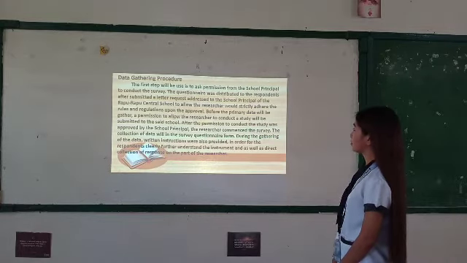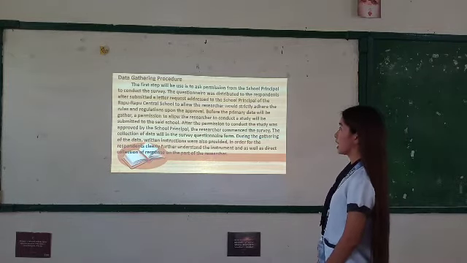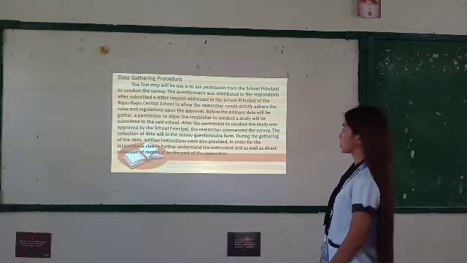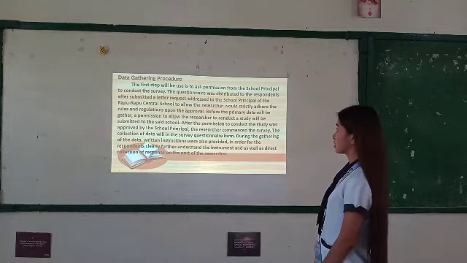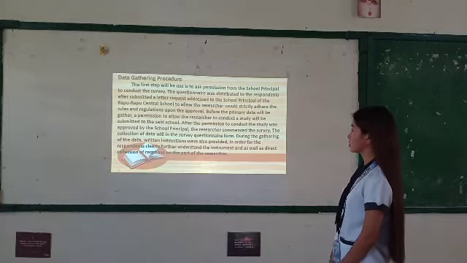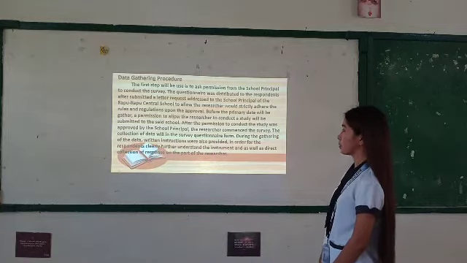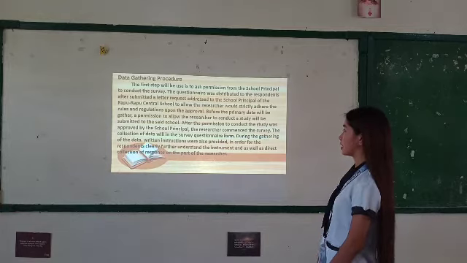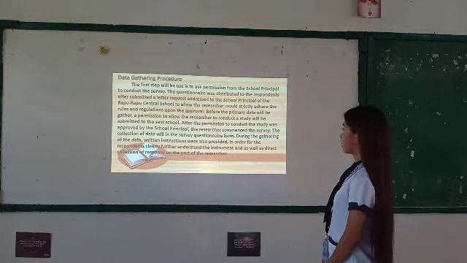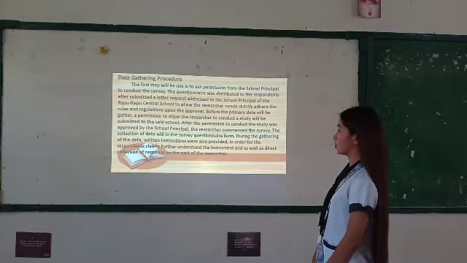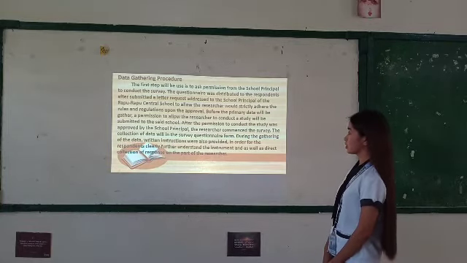Before the primary data will be gathered, a permission to allow the researcher to conduct a study will be submitted to the said school. After the permission to conduct the study was approved by the school principal, the researcher commences the survey. The collection of data will be in the survey questionnaire form.